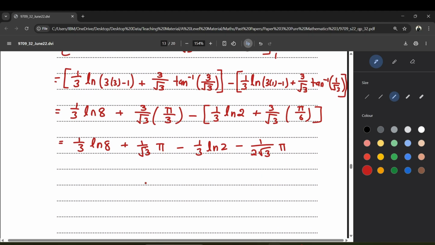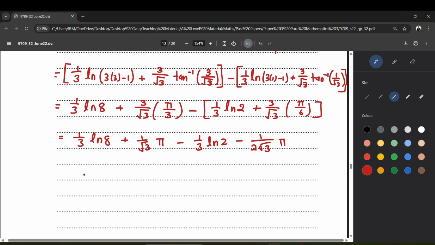Now we can collect the like terms. So we have 1 over 3 ln 8 and we have 1 over 3 ln 2. So let's write them together. And on this side we have 1 over root 3 pi minus 1 over 2 root 3 pi. So now when you simplify this, you can see that the coefficient of ln is actually the same. Only then you can apply the rule of logarithm.